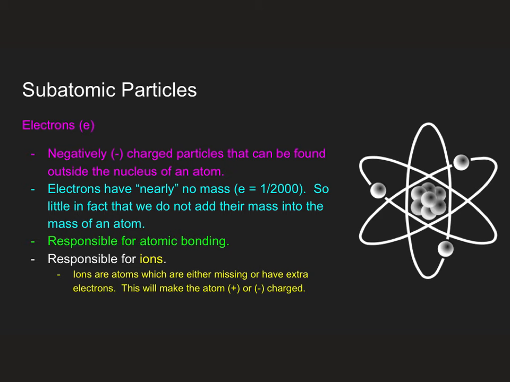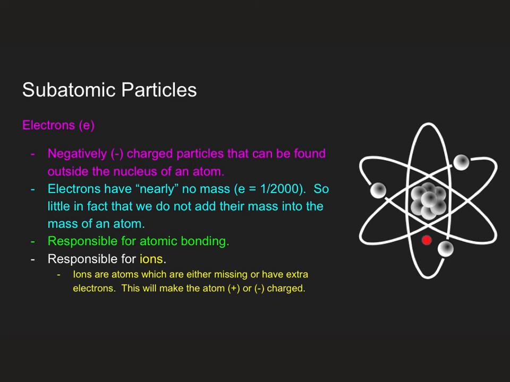Now, while they're all shells, they move so fast and are so plentiful that it's considered more of a cloud. If you could actually get your eye to look on it, it would look more like a blurry cloud around the nucleus. They have nearly no mass, and so we go ahead and consider them massless. They would have about 1/2000th of an atomic mass unit. So it's so micro that we consider it to have no mass to the overall atom when we start to look at the element's atomic mass.